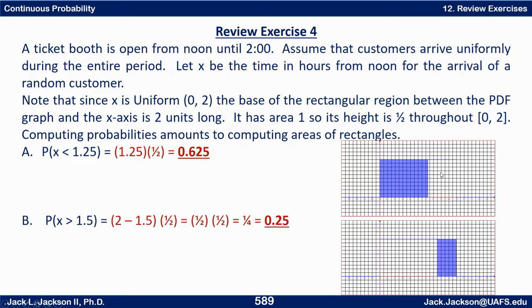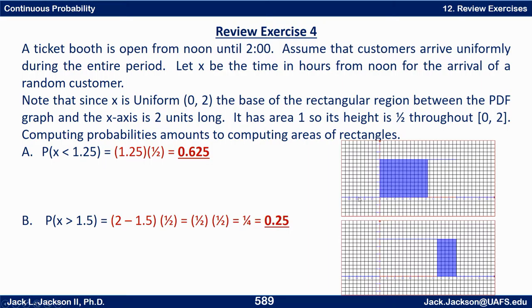Okay? Finding probabilities for a uniform distribution then really just comes down to computing areas of rectangles. Okay? So the probability that X is less than 1.25 is really just the probability that it's between 0 and 1.25, which goes from 0 here to 1.25 here. And the height is 1/2 throughout the entire interval. So that's a constant height. That makes that shape a rectangle. And it's just base times height. So the base is actually 1.25. The height is 1/2. Multiply those together, and you get 0.625, which is that probability, which is the same as that shaded area.